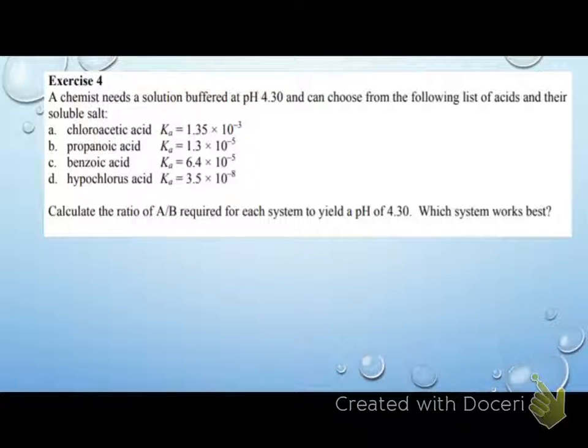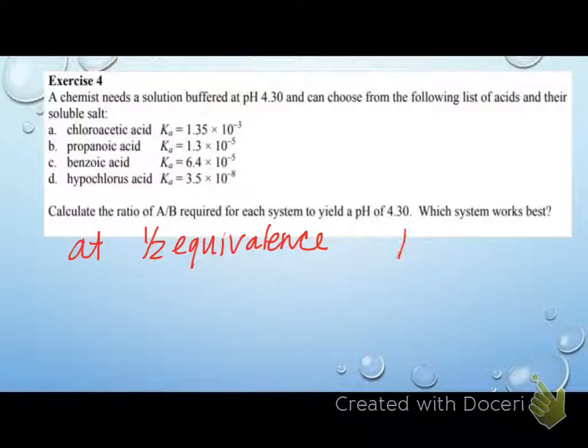Okay. So something that you should have gotten from the video, and if you didn't, it is very, very important: at your half equivalence point, your pH is equal to your pKa. So the best way to pick which one is going to work is to take the pKa of all of those and see what they turn out to be. Okay?